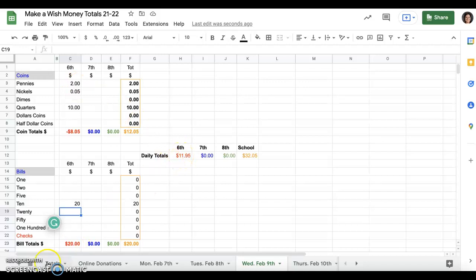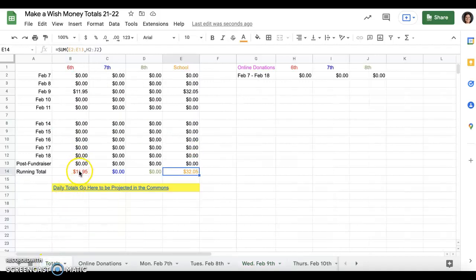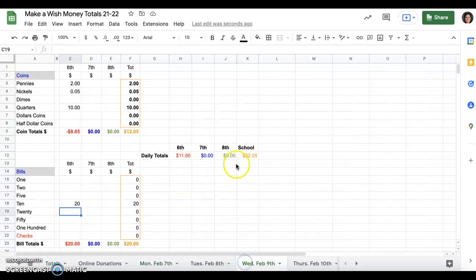So on the total screen, it's going to fluctuate from day to day depending on how many silver coins are put in the bucket, but the school total will always go up. It is the sum of all the money all the way across. It doesn't care what's silver, what's penny, what's dollar bills.